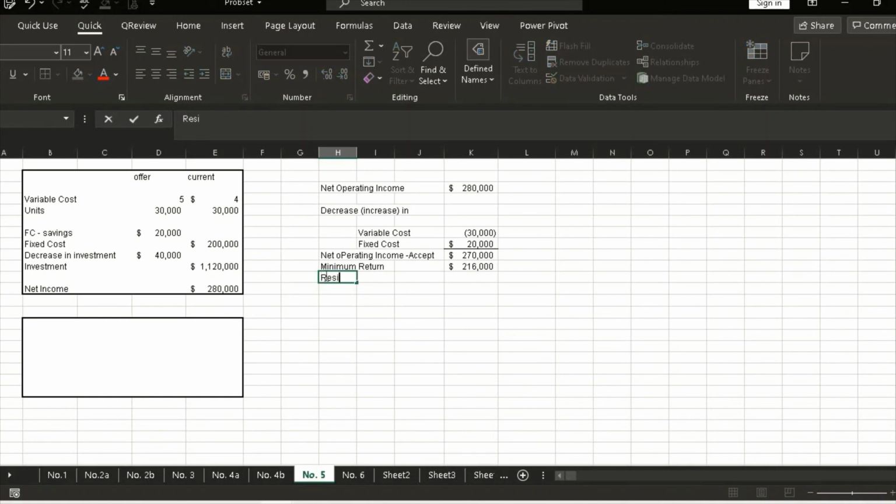By deducting the minimum return from the net operating income in case we accept, we'll get the residual income in case we accept. The resulting figure is 54,000.